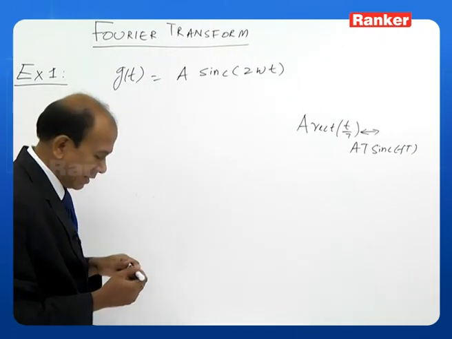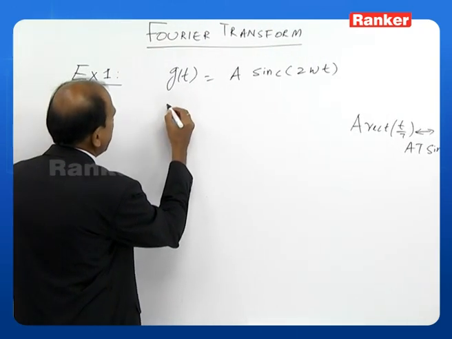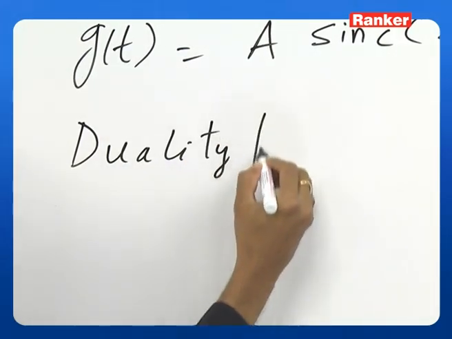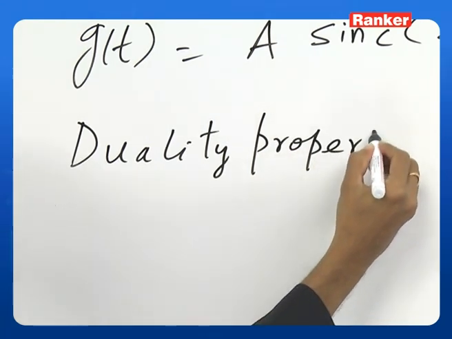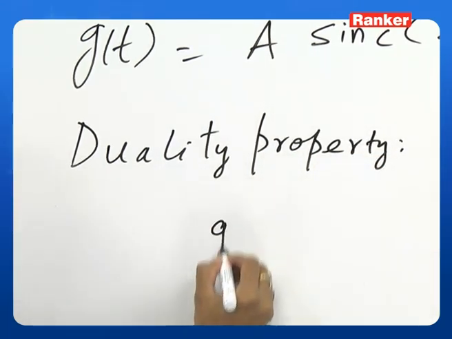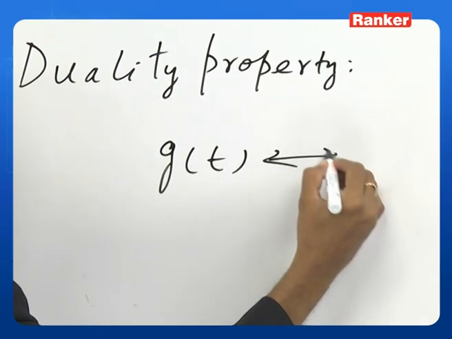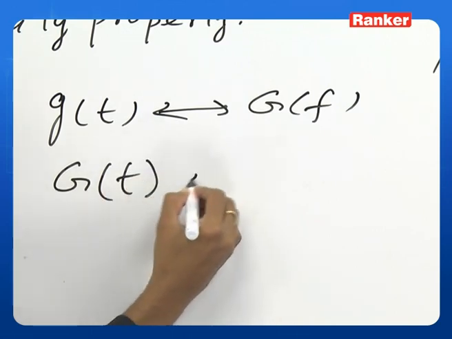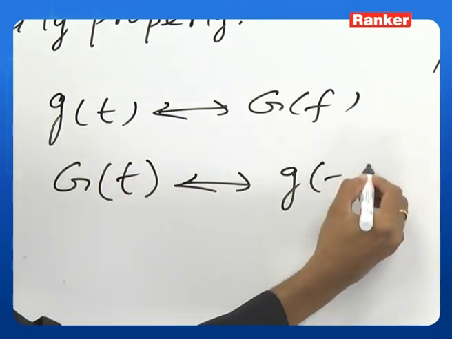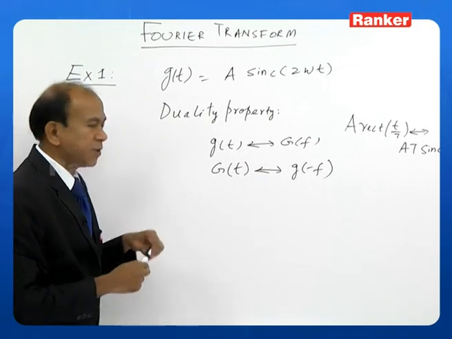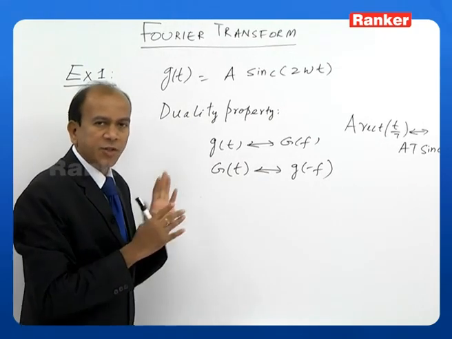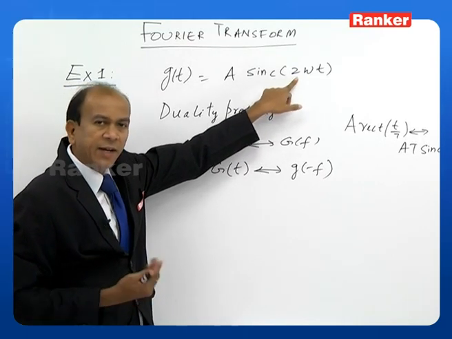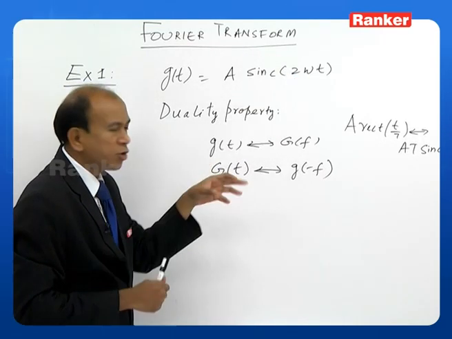So what does the duality property say? Let us first put it down. If g of t has a Fourier transform G of f, then G of t will have a Fourier transform g of minus f. So this is the duality property. Now, applying this duality property and also identifying that there is a scaling factor here, I also need the time scaling property.